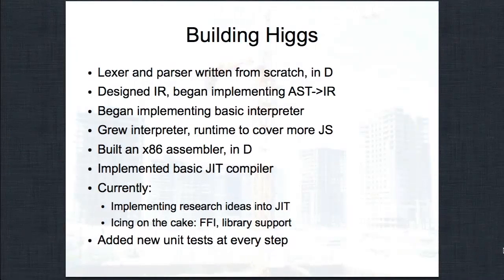After I was confident that my interpreter ran most of JavaScript ES5, I started to implement an x86 backend, again from scratch in D. And on top of this backend, I started to build a simple JIT compiler to experiment with. And at the current stage, I'm implementing some of the basic research ideas I'm working on in the JIT compiler. And I'm also working with a collaborator to develop a foreign function interface and some basic library support for Higgs. And of course, at every step, I tried to add as many unit tests as possible to make sure that the whole thing was solid.